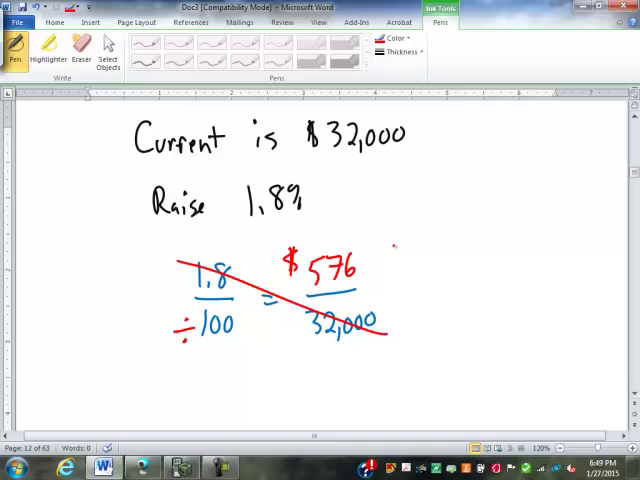Now that's not our answer. That's the amount of our raise. We wanted to know how much we're going to get paid. So we're going to take 32,000 plus $576 to get 32,576, which is our new salary.